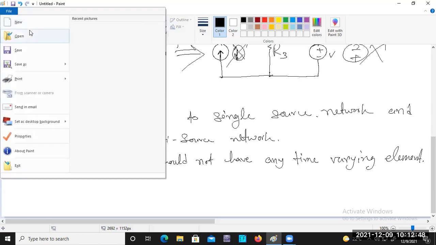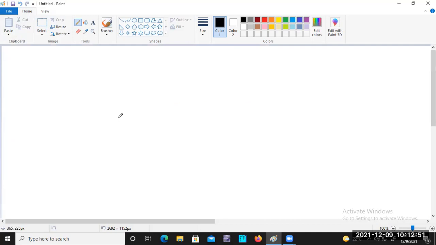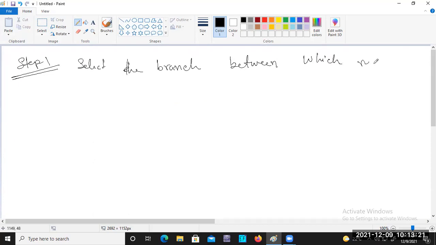Now we go step by step so that we can realize it. Step 1: select a branch between which the reciprocity has to be established.